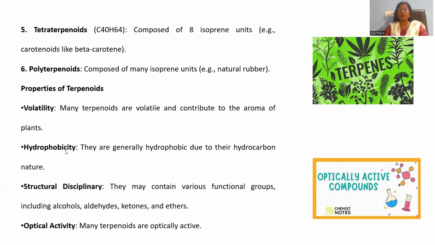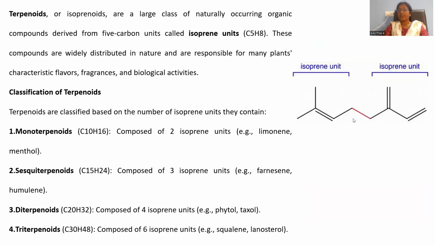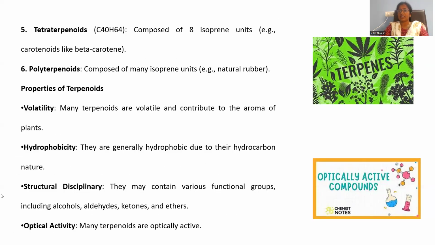Next is hydrophobicity. Hydrophobicity means any material which repels water. Hydrophilicity means any compound which is easily dissolved, easily mixed with water, is called hydrophilic. Philic means associated with. Hydrophobic means it is repelling. If we observe carefully, the entire terpene is made up of carbon and hydrogen only. Carbon-hydrogen is non-polar in nature. So non-polar materials obviously repel water.